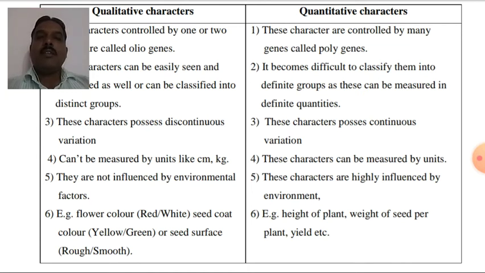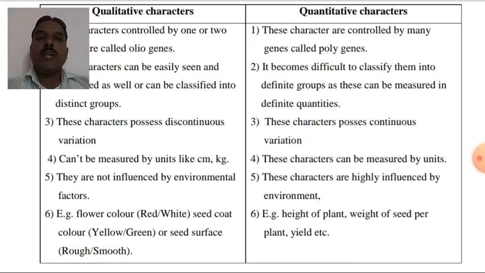Third, qualitative characters possess discontinuous variation. Discontinuous variation means there will be no change in flower color or seed surface. But quantitative characters possess continuous variation. Yield may be variable, height may be variable. So continuous variation is observed in quantitative characters.